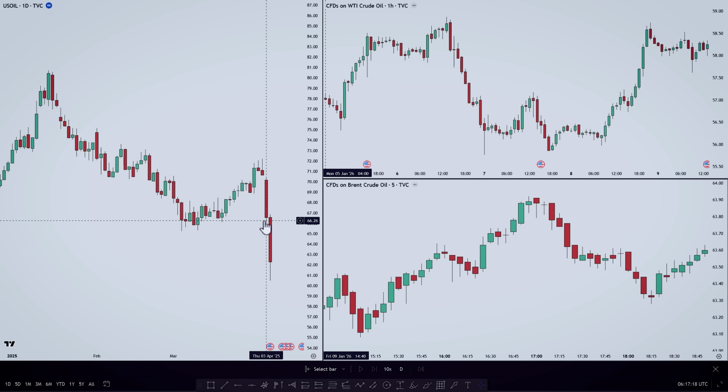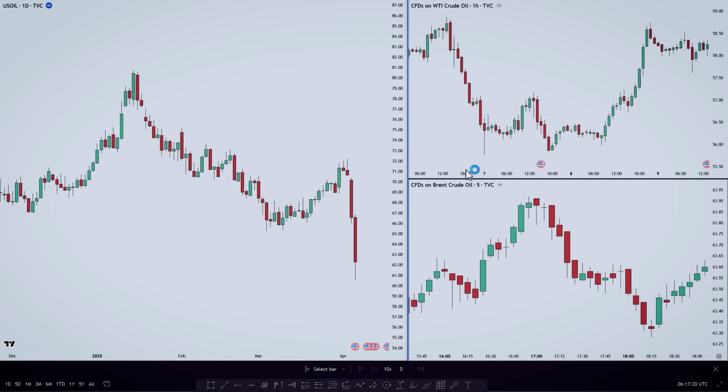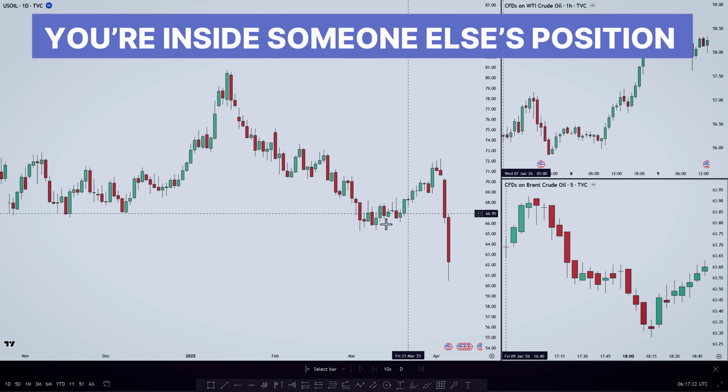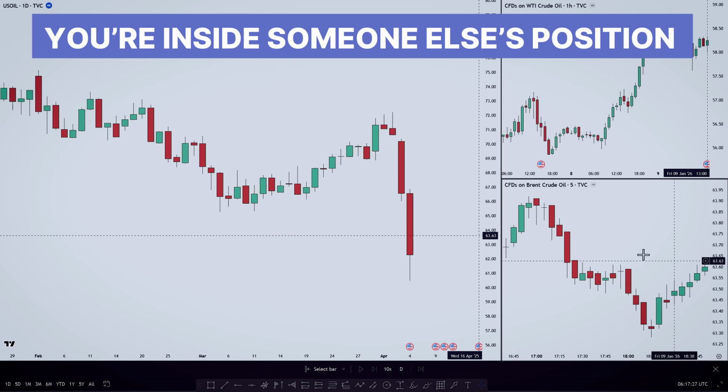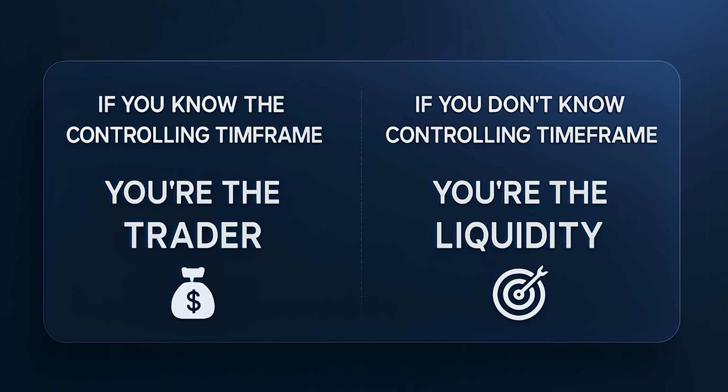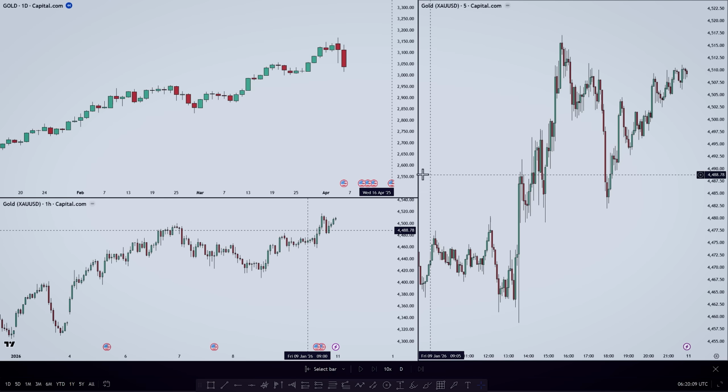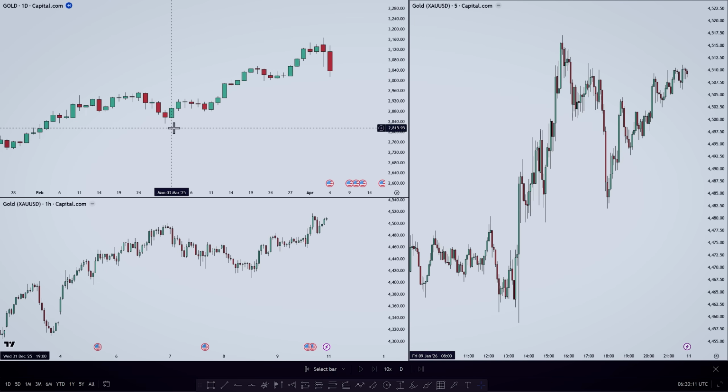Here's the uncomfortable truth. You're not just reading a chart. You're trading inside someone else's position. And if you don't know which time frame controls the game, you're not the trader. You're the liquidity. So how do you stop being the sucker? You use 3 time frames every time.